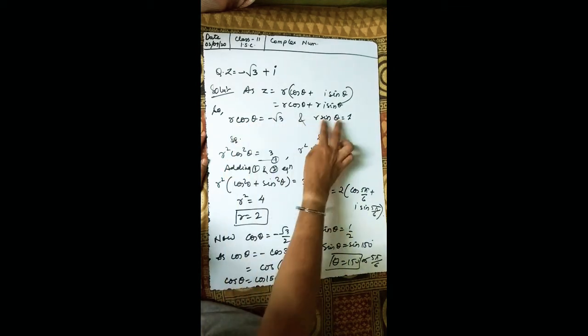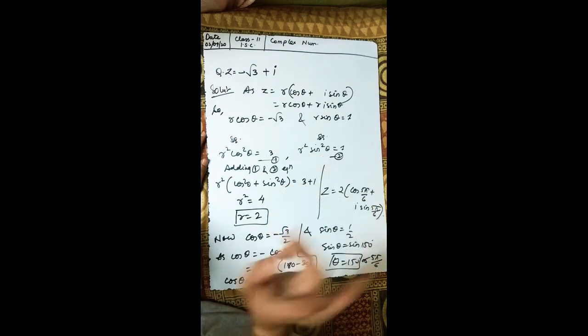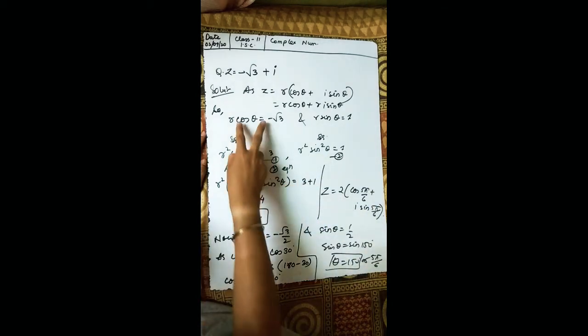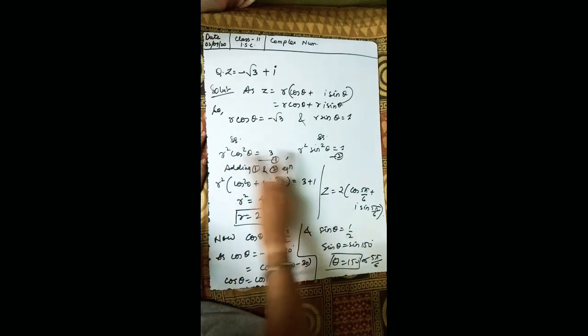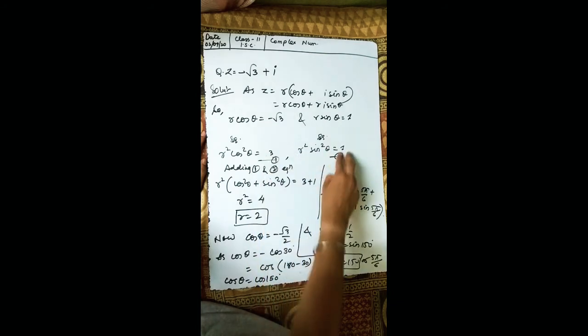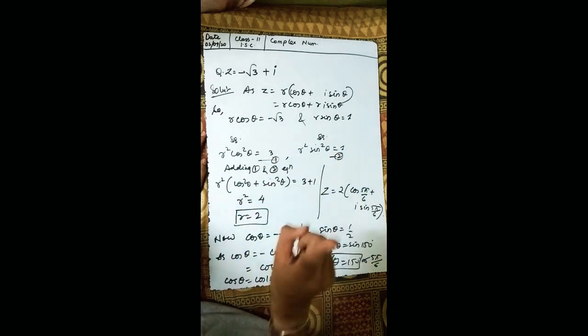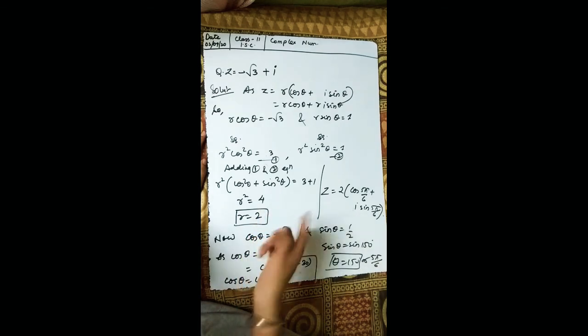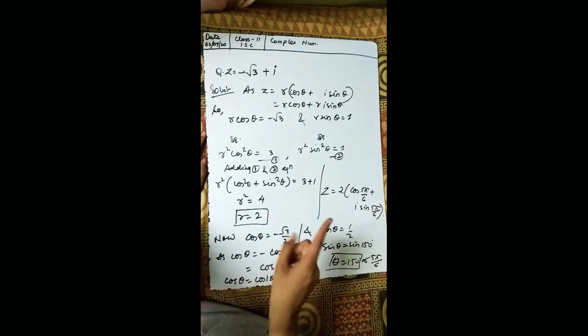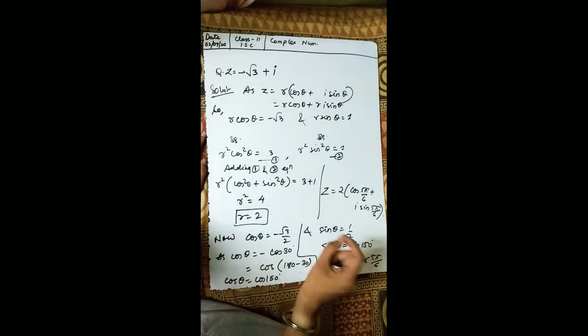See, cos and sin, they both are related with the square identities. So I'm squaring both the sides and adding both the equations. R square I'm taking common, so cos square plus sin square equal to 3 plus 1. This is 1, so r square equal to 4, r is equal to 2. We'll accept plus 2. Why will we not accept minus 2? Because r is greater than 0. We have the condition with us.